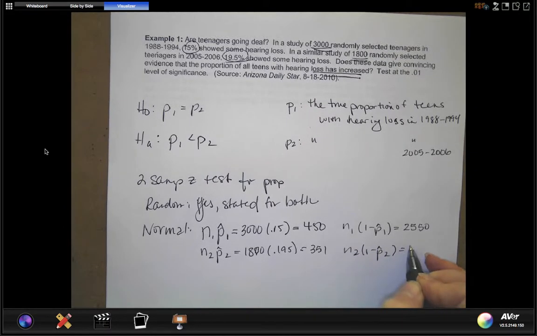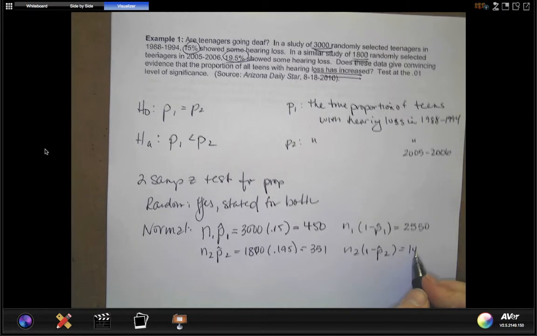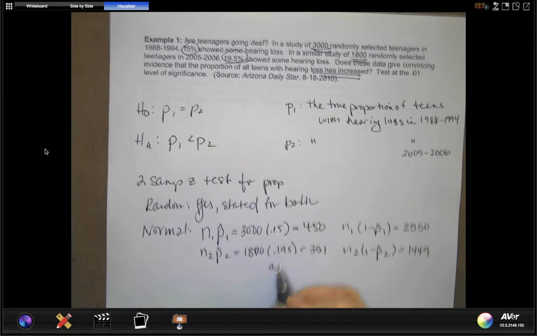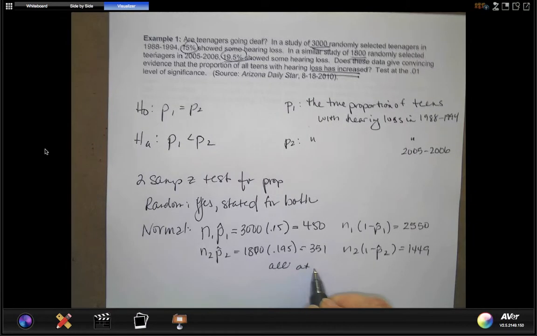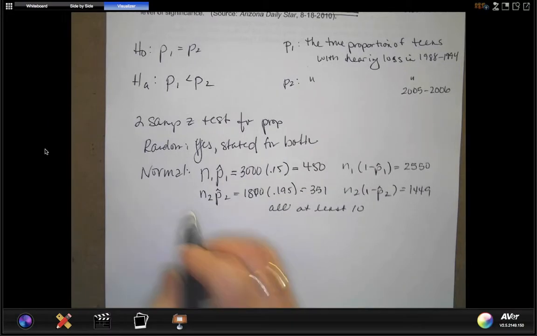This one over here is, I can't read my writing, 1449. All of them are at least 10, so that tells me my sampling distribution is approximately normal.